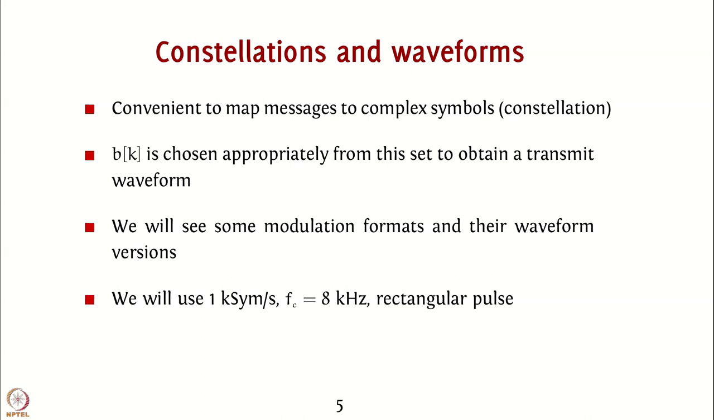BK is a value that is chosen appropriately from this set in order to obtain or design a transmit waveform. We will see some specific modulation formats and their waveform versions to get an idea of how these messages are effectively translated into waveforms. For all our simulations on GNU Radio, we will be using 1 kilo symbol per second, which means that we will be sending 1,000 symbols of the form BK per second. And for the passband, we will be taking 8 kilohertz as our carrier frequency.